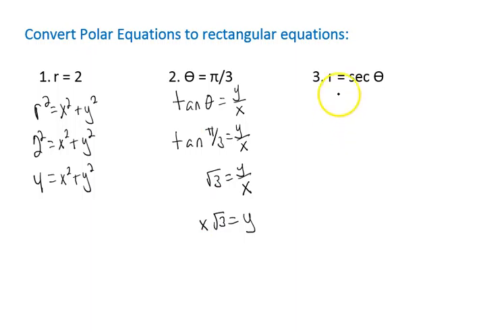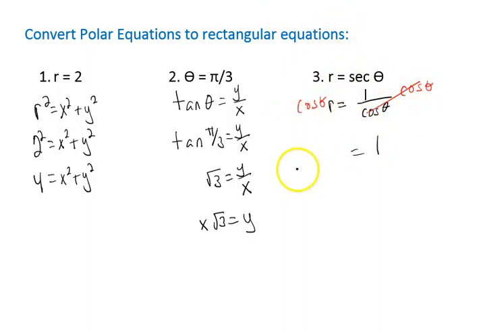For the next one, r equals secant theta, this is an example of when you would use a trig identity. And the first thing is, secant is 1 over cosine. So if I start by plugging that in, I still haven't got x's and y's in, but watch what happens when I multiply. If I multiply both sides by cosine theta, it cancels out on this side, so I have 1.